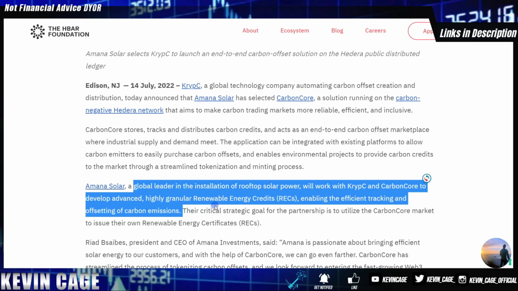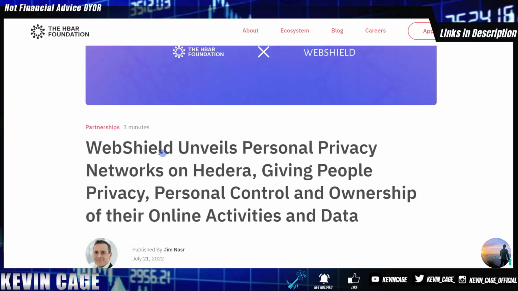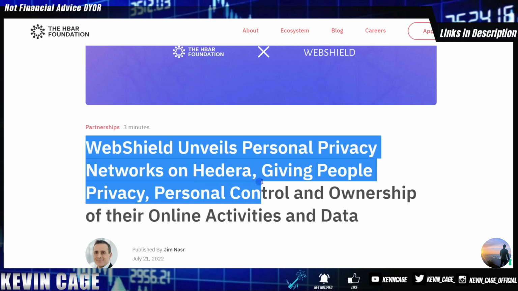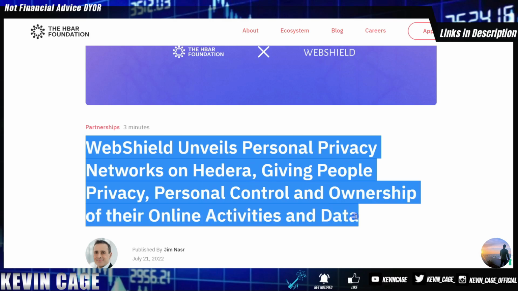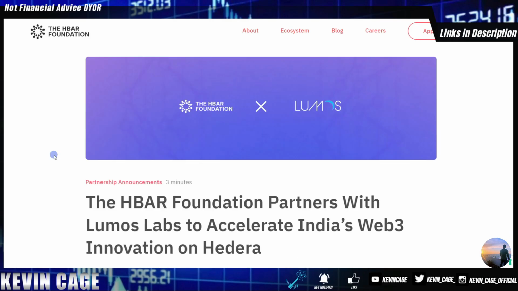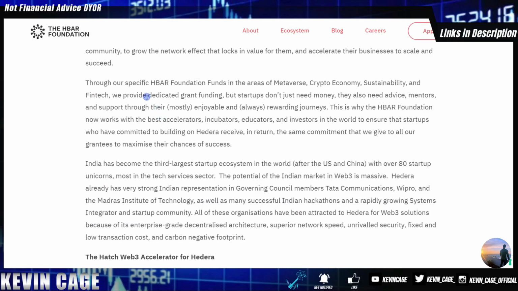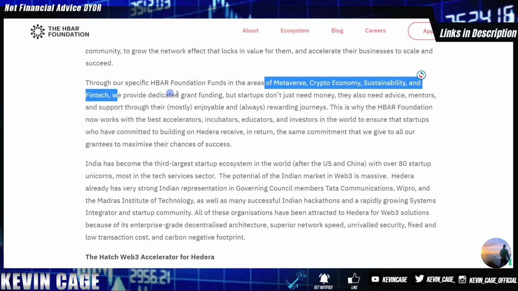This is utility. We have HBAR Foundation partnering with WebShield. WebShield unveils personal privacy networks on Hedera, giving people privacy, personal control, and ownership of their online activities and data. And one final HBAR partnership announcement with Lumos Labs to accelerate India's Web3 innovation on Hedera. So they're providing grant funding in areas including the metaverse, the crypto economy, sustainability, and fintech, or financial technology.